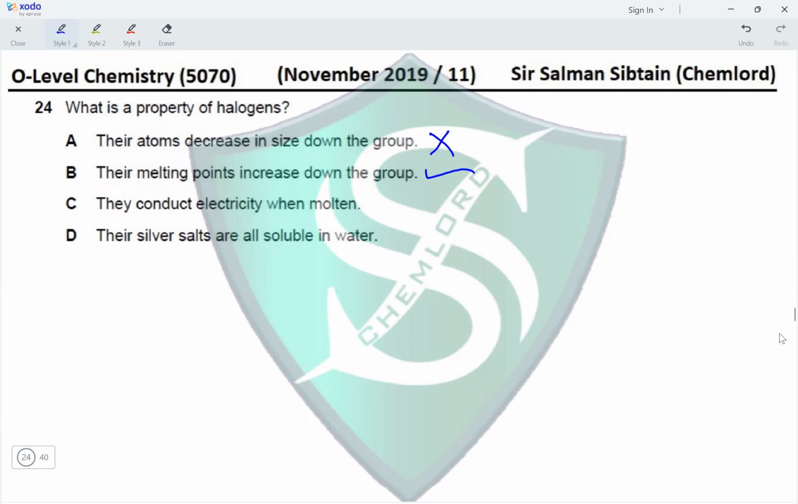So this is correct. They conduct electricity when molten. They are covalent compounds. They do not. Their silver salts are all soluble in water. None of their silver salts are soluble in water. Silver chloride, silver bromide, silver iodide are all insoluble in water. So this makes option B the correct option for this question.